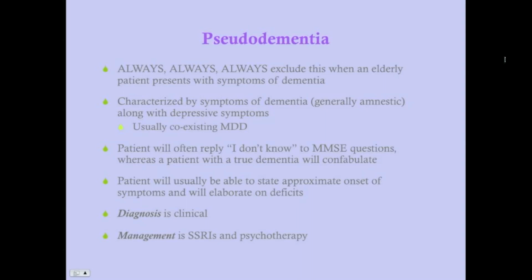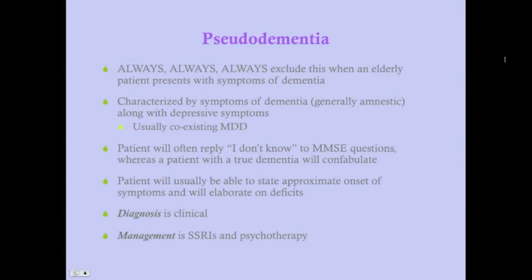Pseudodementia. Okay, so this is not dementia. This is symptoms that look like dementia. And we always have to exclude this when an elderly patient presents with any symptoms of dementia. So this is the old lady that comes in. Her husband died last year or 6 months ago or last month, and she is worried because she can't remember things, and sometimes she might be disoriented.